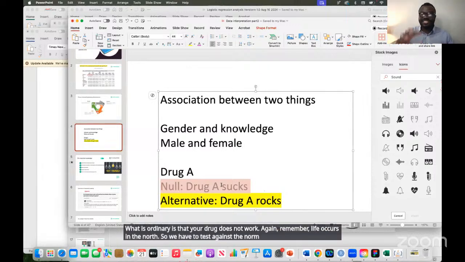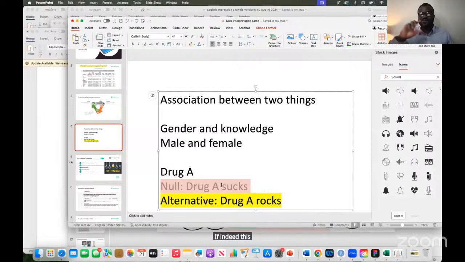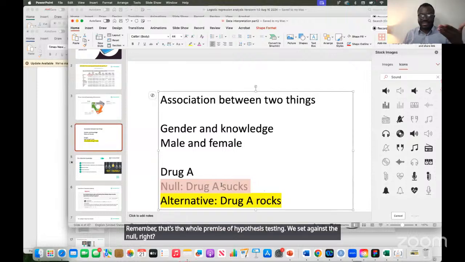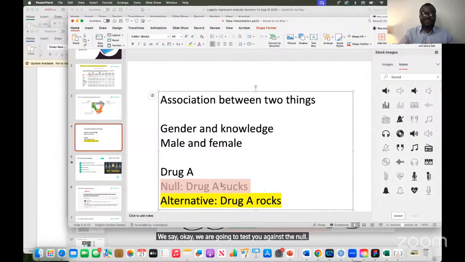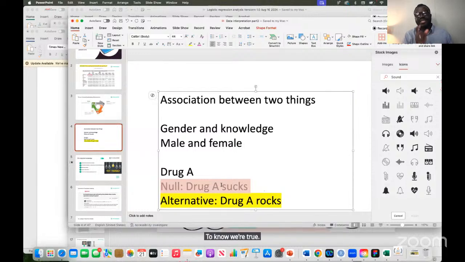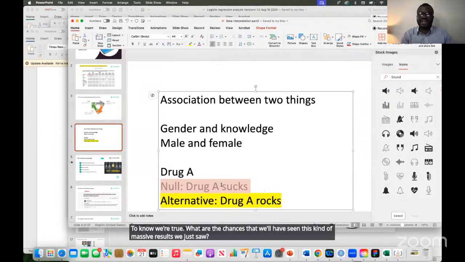Now, if we see a result that is so amazing, we have to say, if indeed this drug sucks, would we see this kind of result? Remember, that's the whole premise of hypothesis testing. We set against the null, right? We say, okay, we are going to test you against the null. And then we see the test results, and the result is like, wow, just over the top. And we now say, if indeed the null were true, what are the chances that we would have seen this kind of massive result we just saw? The chances are very, very, very low.